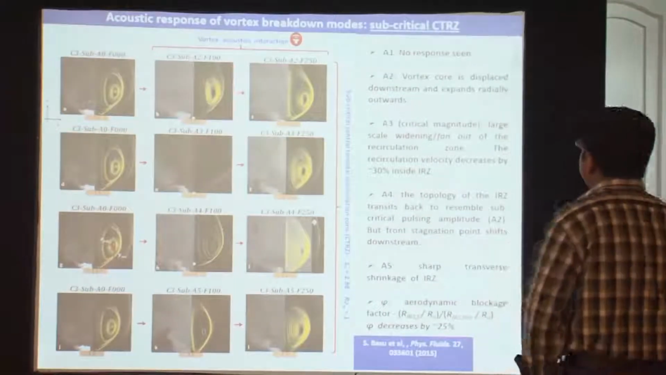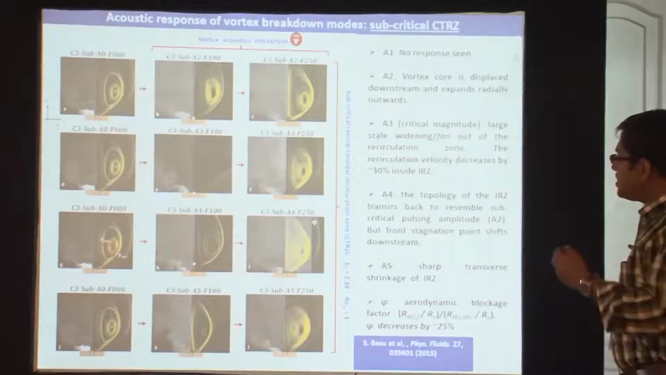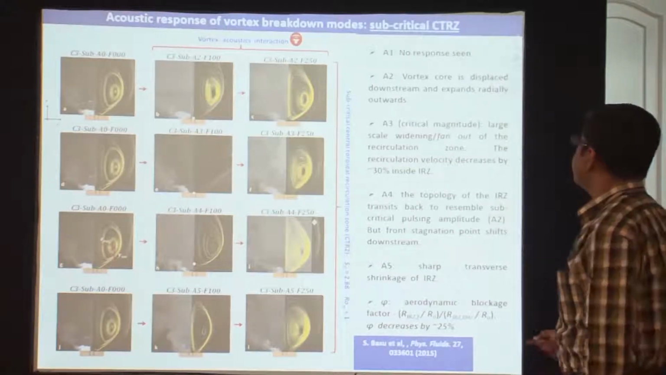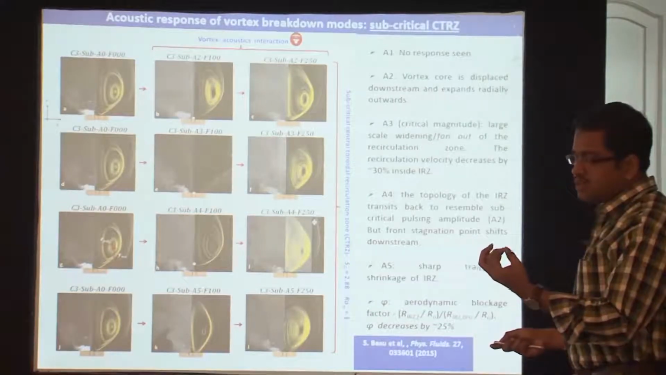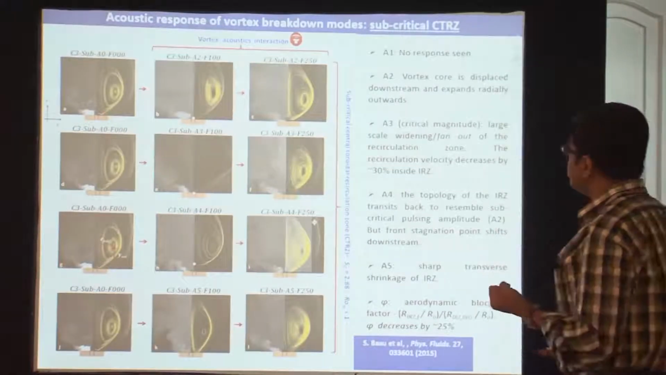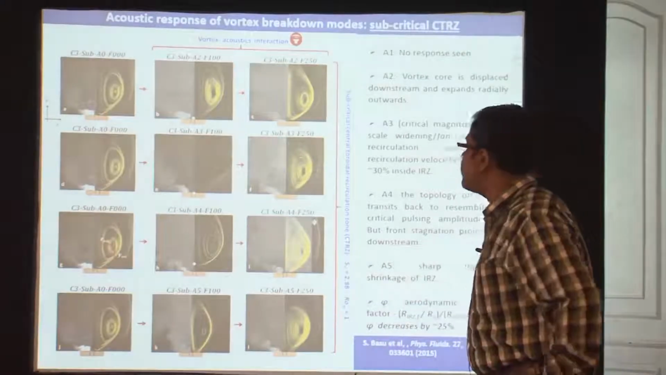Now, if we look at the subcritical CTRZ, CTRZ is an interesting structure, because the Rossby number is almost equal to 0 over there. So it's almost like a swirling co-annular jet, but without any central flow. So it is almost like a bluff body. That thing acts almost like a bluff body over here.